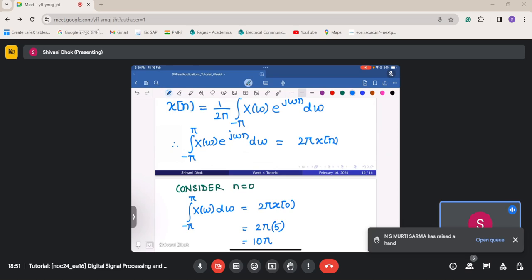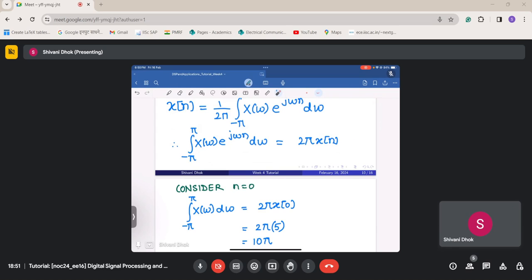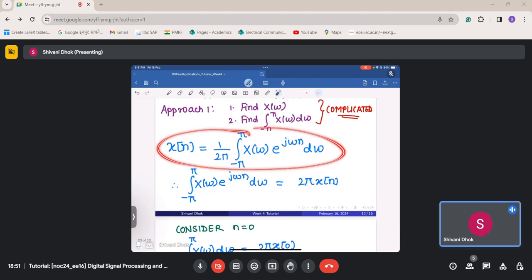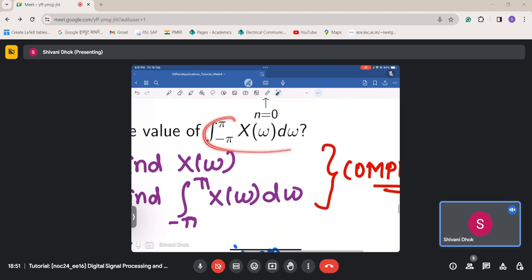Sir, this integral here is a function of omega. You have several values in x[n] now. See, this x[n] is equal to 1 over 2 pi integral from minus pi to pi of X(omega) e to the power j omega n. So this relation we know, and what we wanted to find out was this equation.